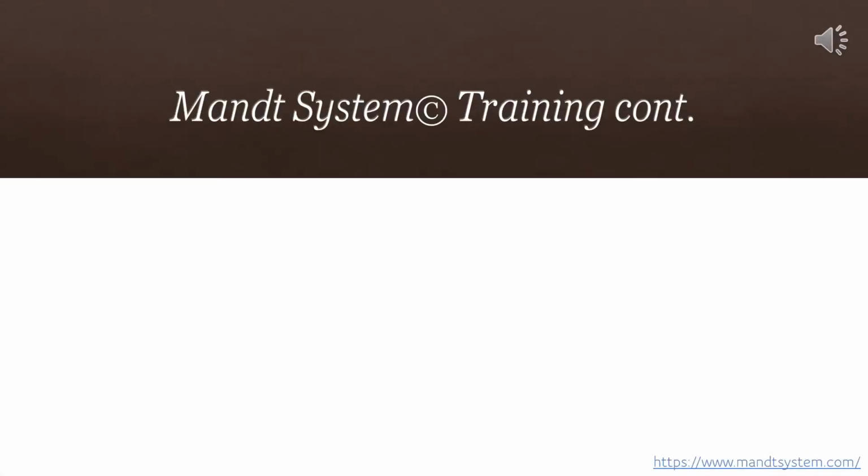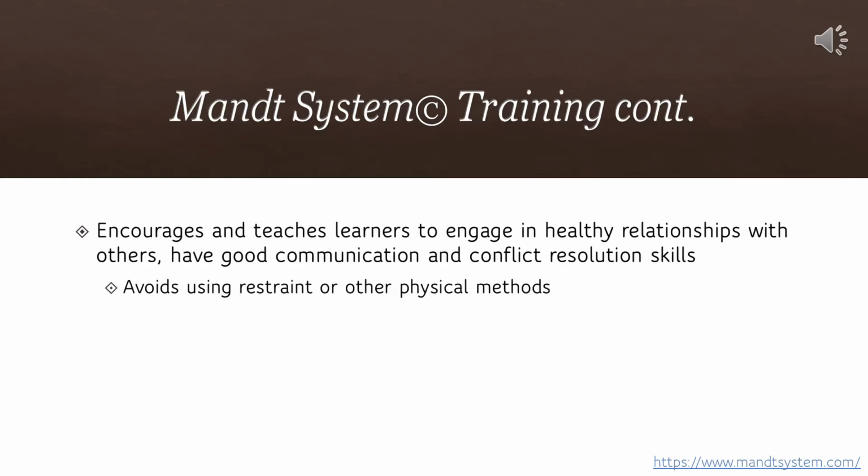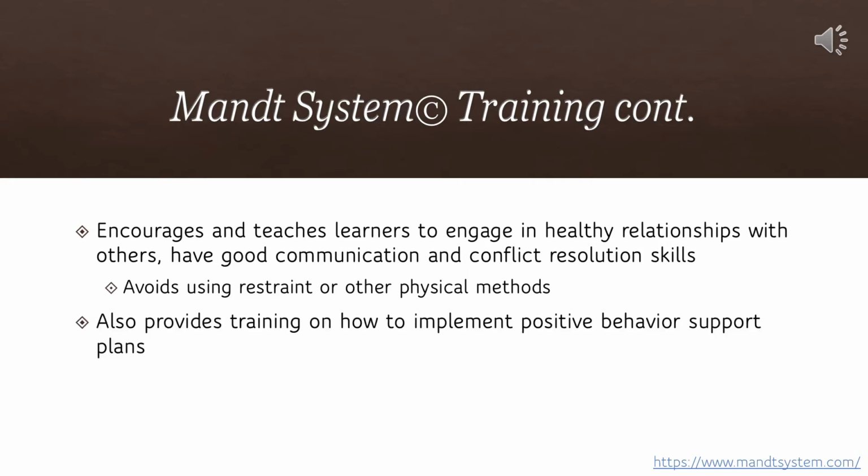The main takeaways from MANT training are for the learner to know how to build healthy relationships with others and have good communication and conflict resolution skills. By doing this, the professional should be able to avoid using intrusive techniques such as restraint. It also provides training on how to implement positive behavior support plans. This method is based in ABA and is used to alter the client's behavior.